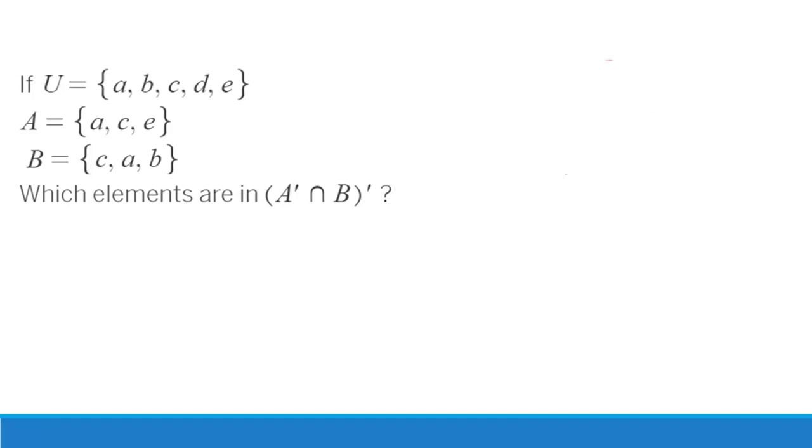For this question, the universal set consists of the letters A, B, C, D, and E. Set A consists of A, C, and E. Set B consists of elements C, A, and B. Which elements are in set A prime intersect B complement? Let's pause the video and see what solution you get.